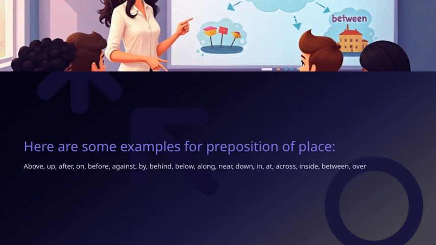Below points to a position lower than something else, and along suggests movement or position following a line or surface. Further, near is a simple way to show proximity, while down indicates movement towards a lower position. In refers to being inside something, and at points to a specific point or location. Across suggests movement from one side to the other, while inside emphasizes being within a boundary. Between is used when talking about two objects or points, and over can mean above and covering or crossing.